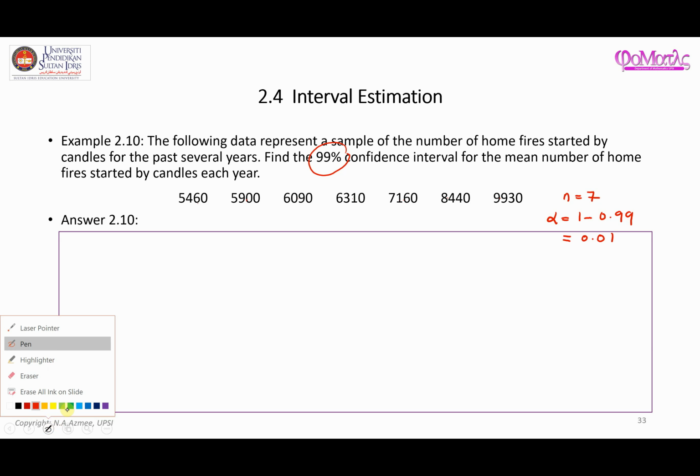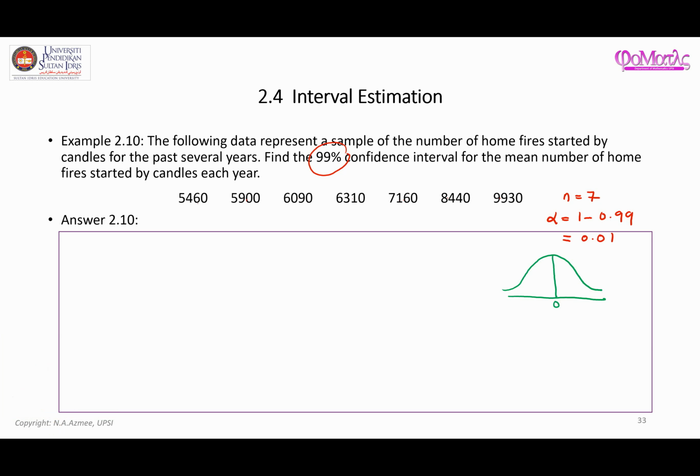If I sketch the graph, it's going to look like this. This is 0. The area between these two values, the positive t n minus 1 alpha over 2 at this point and the negative t n minus 1 alpha over 2 at this point, is going to be equal to 0.99. Therefore the remaining area in each tail is going to be 0.01 divided by 2, which is 0.005. Similarly, this one is also going to be equal to 0.005.